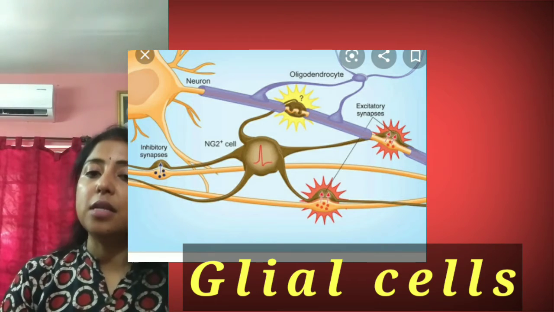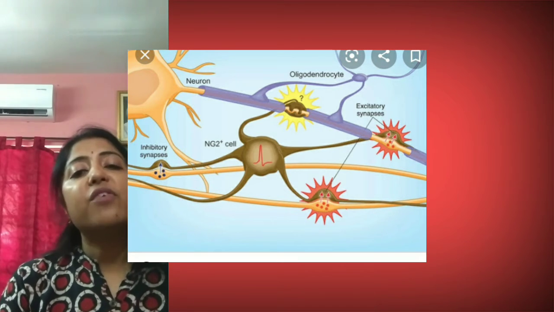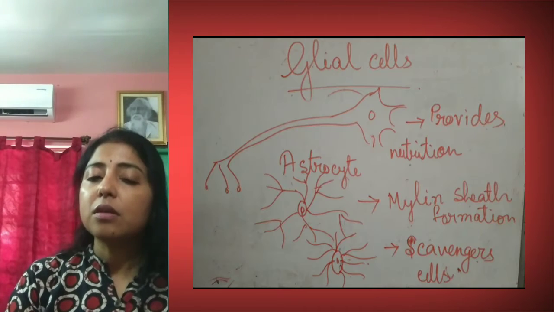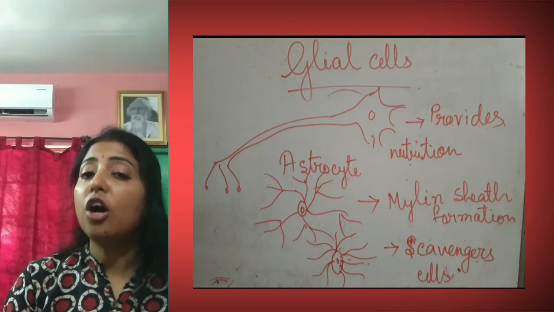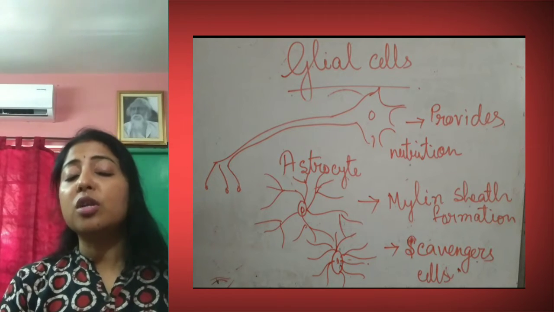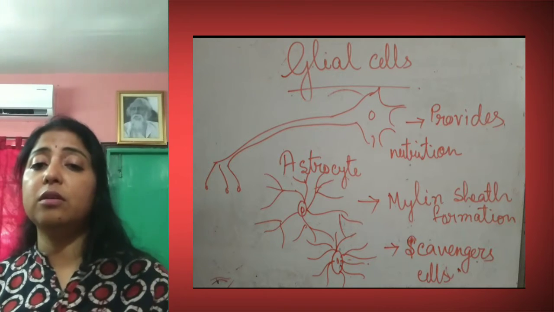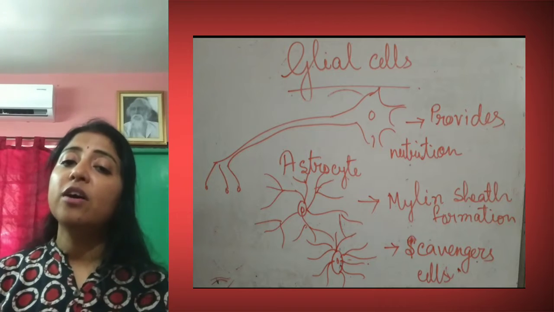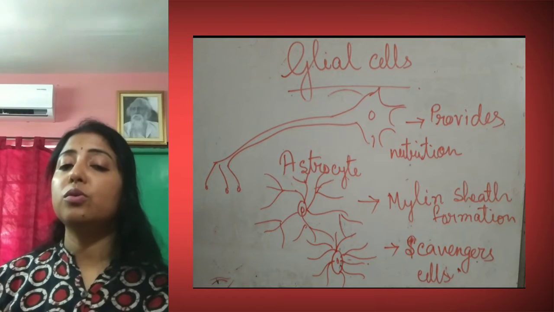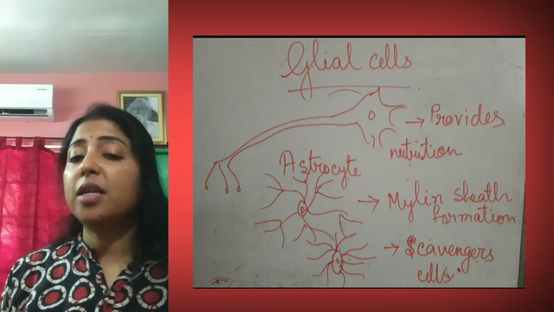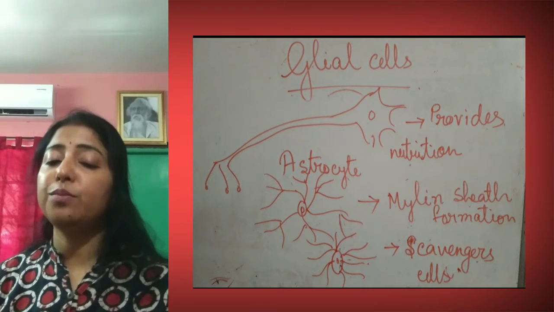These are the glial cells. Okay, glial cells have different functions. They provide nutrition to the nerve cells. Okay, they are involved in the formation of the myelin sheath of neurons, and they are also involved in removing waste products by the process of phagocytosis. That's why glial cells are also known as supporting cells. So what are glial cells? They are the supportive type of cells. Supportive cells or supportive tissues.